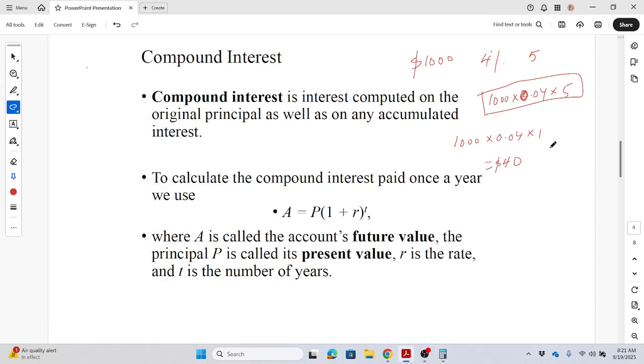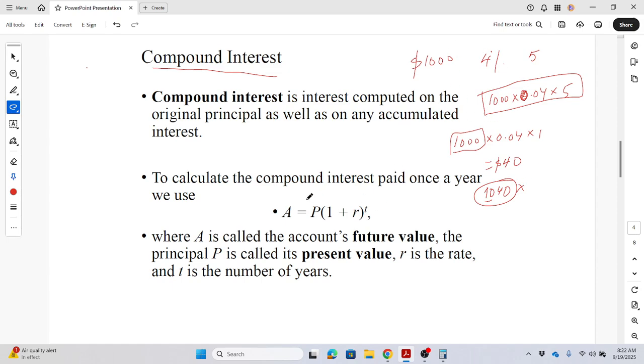Now for the next year, you're going to calculate the interest for $1,040, not for the $1,000, because you already have accumulated $40 interest. So you do the same operation again and again, and you are getting interest over interest, and that is called compound interest. So interest is compounding. Is there any direct formula to do this calculation?